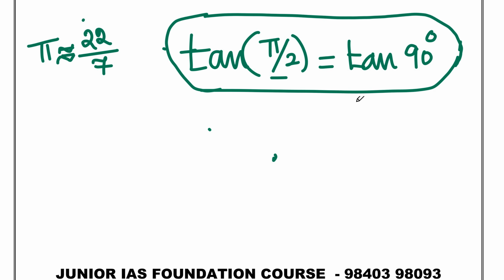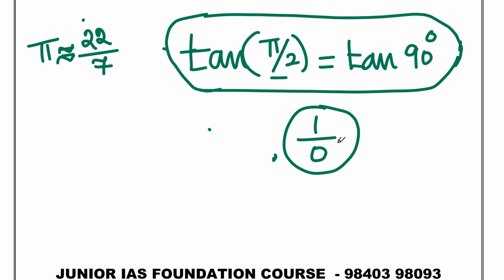Anyway, I'll explain this again. This is not correct. Someone said tan pi by 2 is infinity. Tan pi by 2 is not infinity. The correct answer is tan pi by 2 or tan 90 is not defined. Don't say infinity ever. Tan 90 is undefined because of 1 by 0. I explained this in the very first class itself.